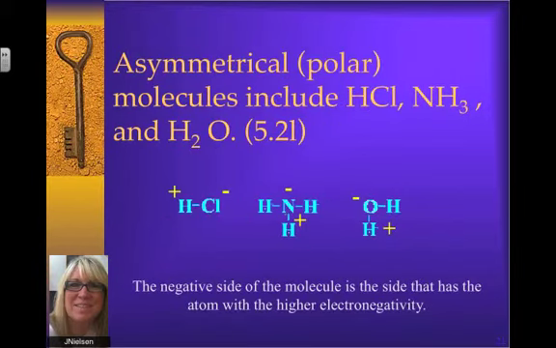Asymmetrical or polar molecules include HCl, NH3, and H2O. See how there is an unequal charge distribution. The element with the higher electronegativity is going to pull the electrons toward it.